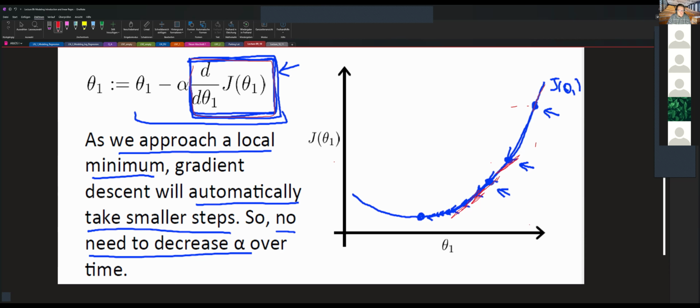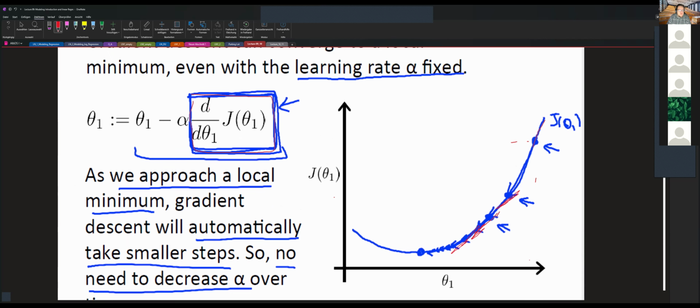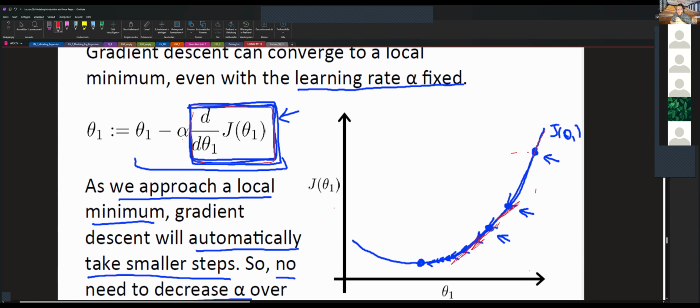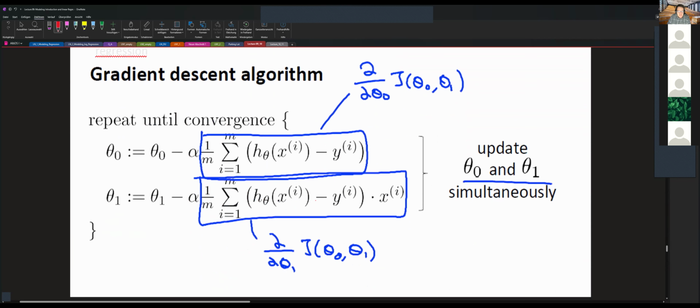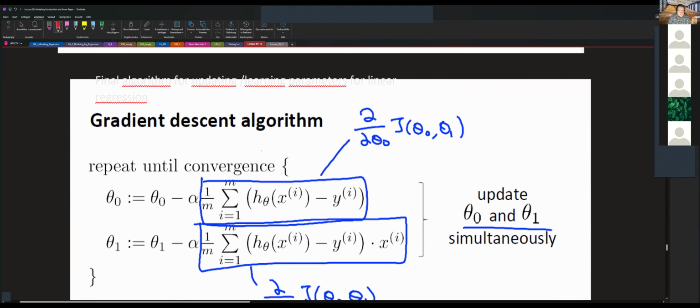So we don't need to decrease alpha over time. Alpha is a constant, very important. It's a constant we fix at the beginning, and the nature of gradient descent makes it so we don't have to adjust it. You can see here a very large slope, and the slopes are getting flatter and flatter, which means the steps are getting smaller and smaller. This is automatically how it's done, and this is pretty cool.